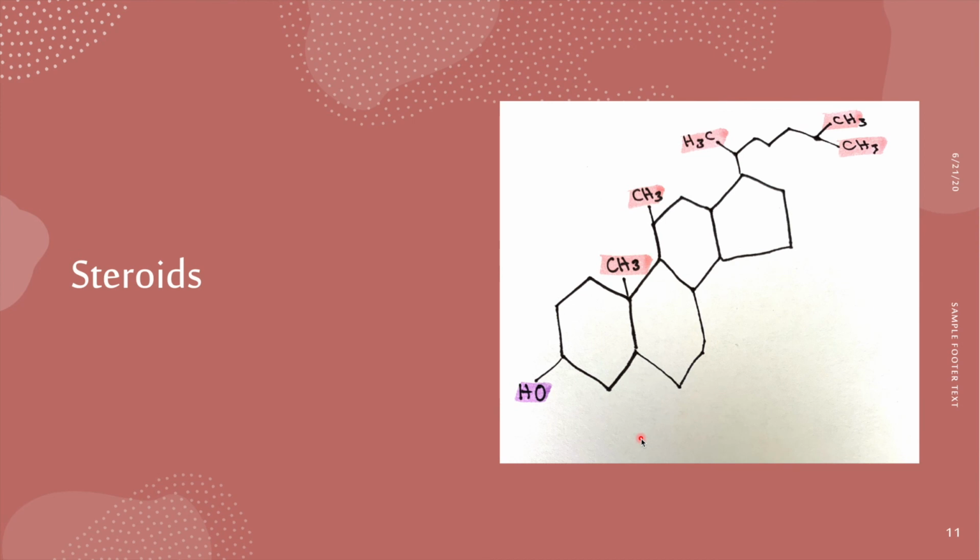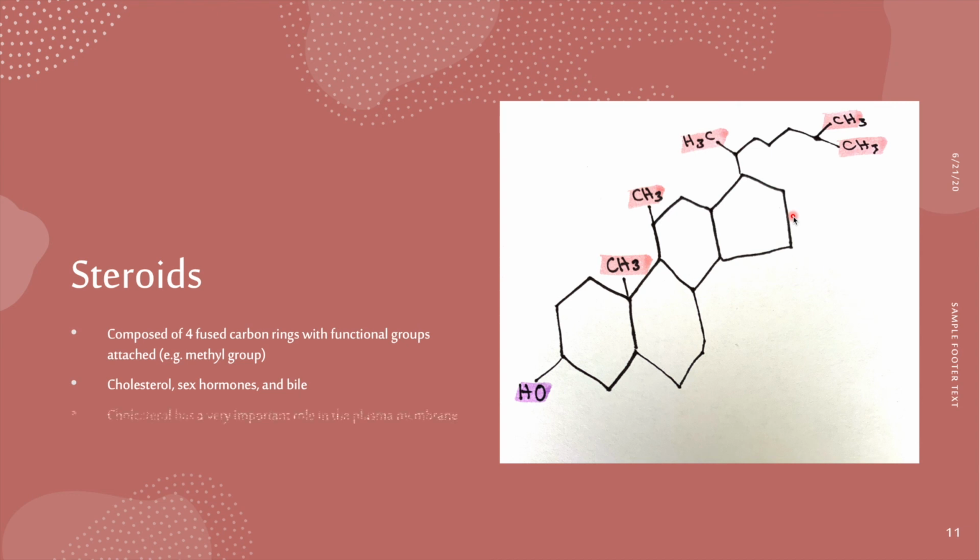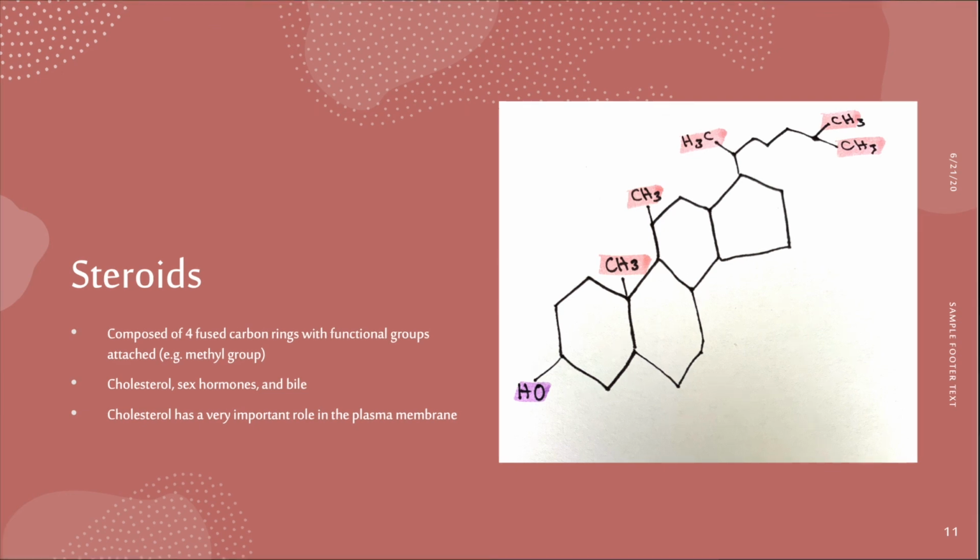Lastly, we have steroids. Steroids are composed of 4 fused carbon rings with functional groups attached, for instance, like a methyl group. Notice that these are 3 hexagons and 1 pentagon. Examples of steroids include cholesterol, sex hormones, and bile. Cholesterol has a very important role in the plasma membrane, which we will discuss later.